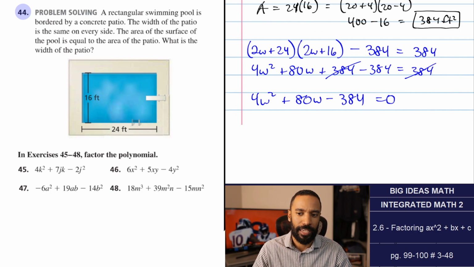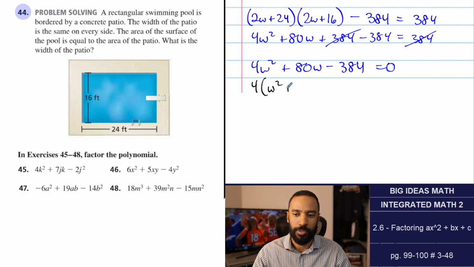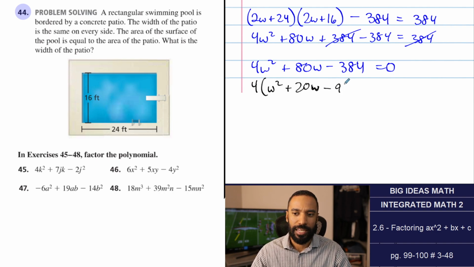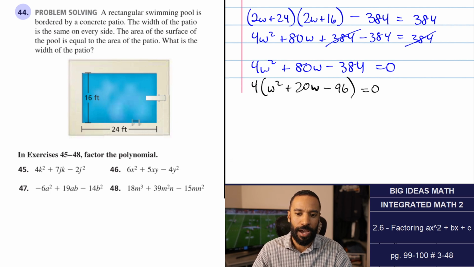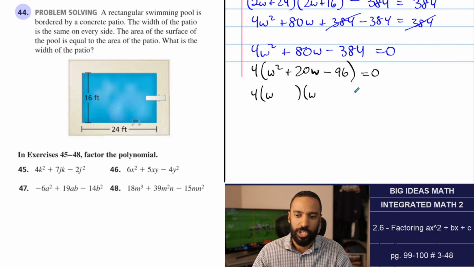I'm going to go back to black, and I'm going to factor a 4 out of here. I imagine 3 to 4 can. So you factor a 4 out of here, I get w squared plus 20w minus 96 equals 0. Divide the 4 out. It's irrelevant to the rest of this problem. So w squared, actually, yeah, I'll leave it there. It's a good old classic, just w case.